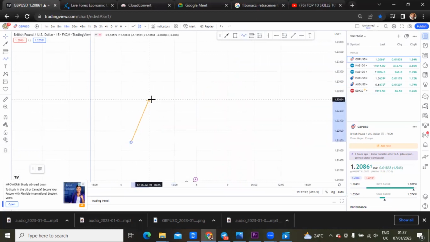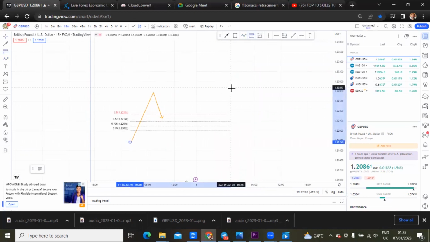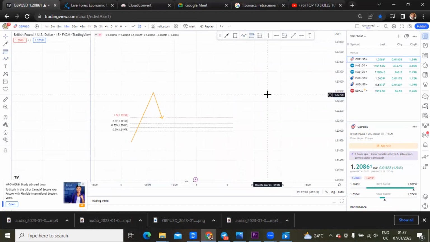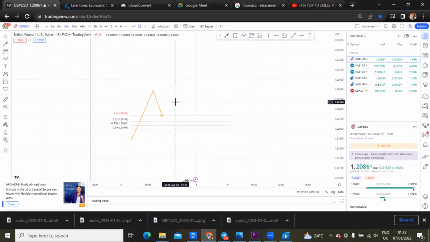So when price moves like this, the first impulse, and it's retracing back down, this is where you draw your Fibonacci from the low of the impulse to the high. And when you do that, you want to buy when price has been able to retrace at least below the 50% level.